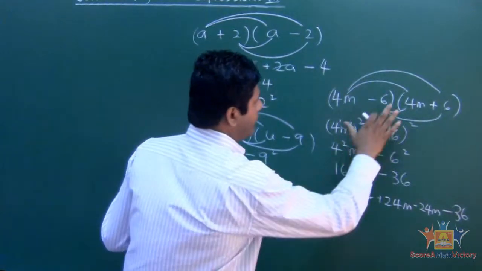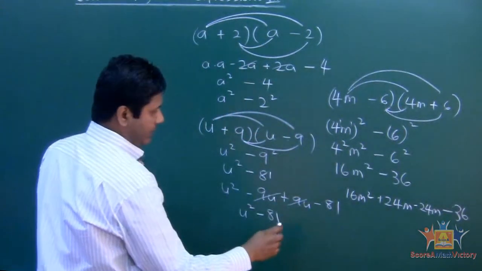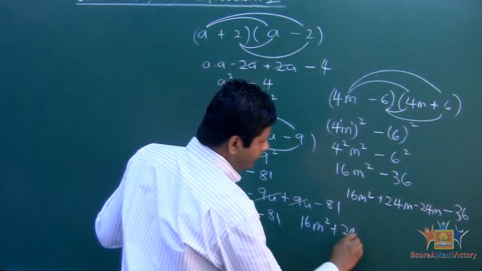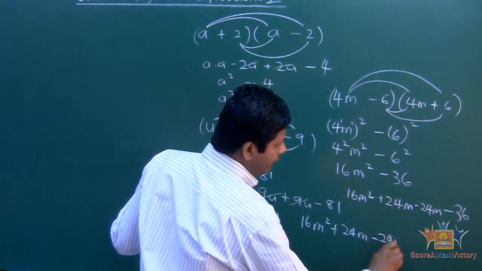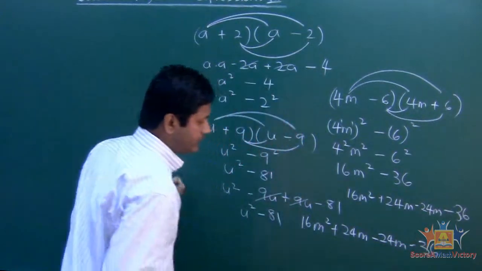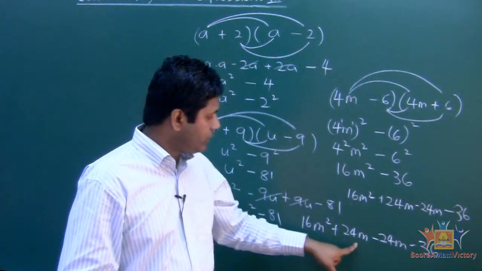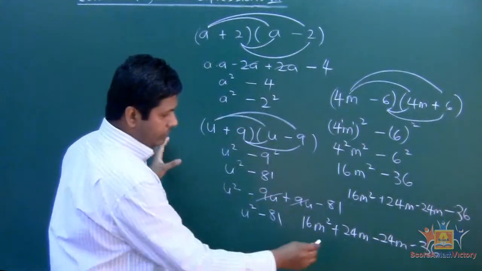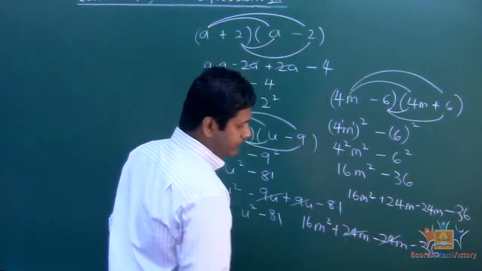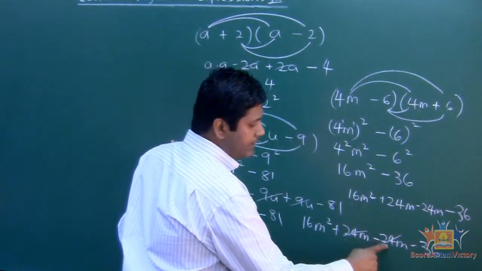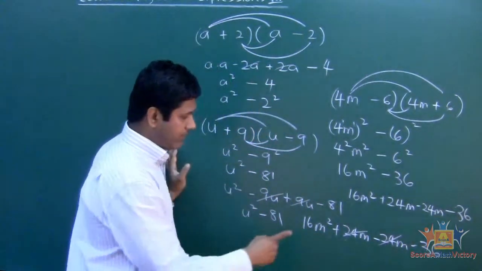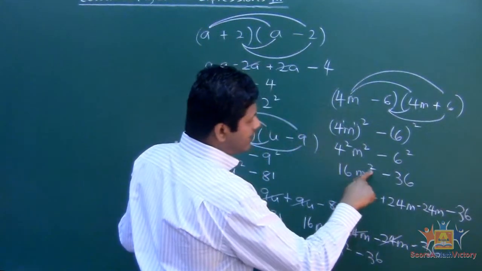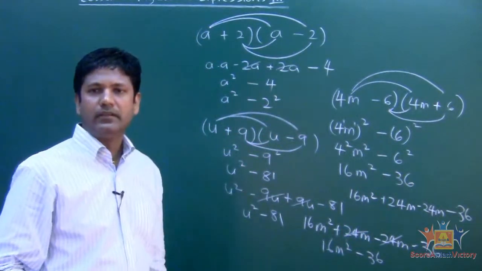So let Mr. Mac rewrite this over here, okay? So it'll be 16m squared plus 24m minus 24m minus 36 right there. Now look at this. What will happen to this 24m? Cancels out. Plus 24m minus 24m cancels out. What is left? 16m squared minus 36. 16m squared minus 36. See that?